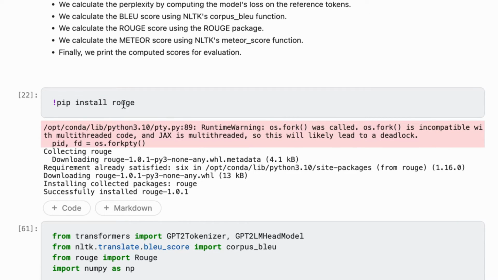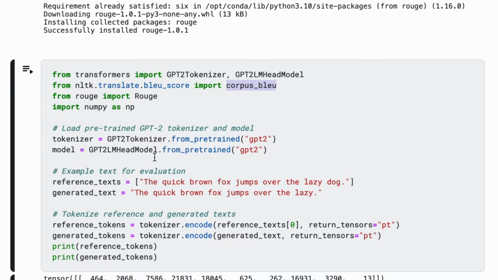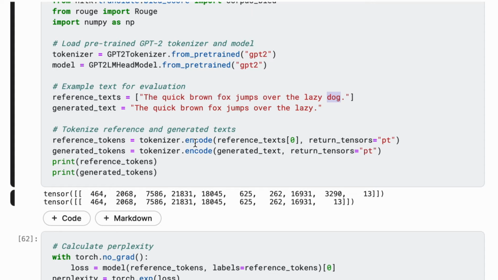Okay, so first we install ROUGE, because ROUGE is a completely different library, so you need to install it. Then we import our GPT-2 model and its tokenizer, the BLEU score, and the ROUGE score as well. Okay, so this is my reference text and this is my generated text. As you can see, the reference text has the word dog in it, but the generated text missed the word dog. When we tokenize both texts, you can see that in the last part this word is missing, because for this word the semantic or contextual meaning is missed.